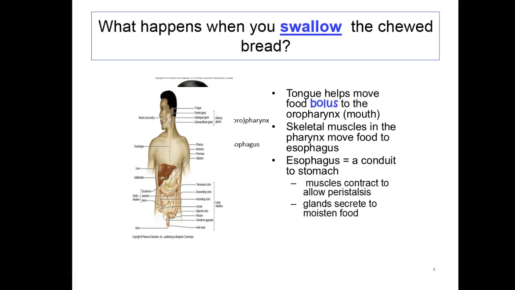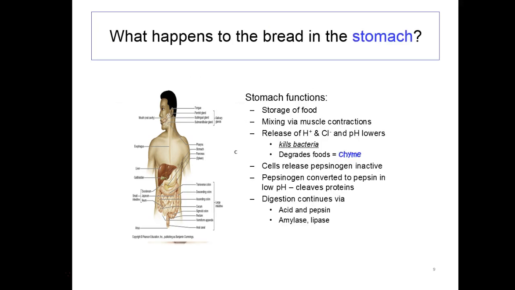Those muscles contract in a method we call peristalsis. And there are glands in the esophagus to moisten the food, so basically it doesn't cause harm to the tissue of the esophagus. And then onto what happens when the bread gets into the stomach.